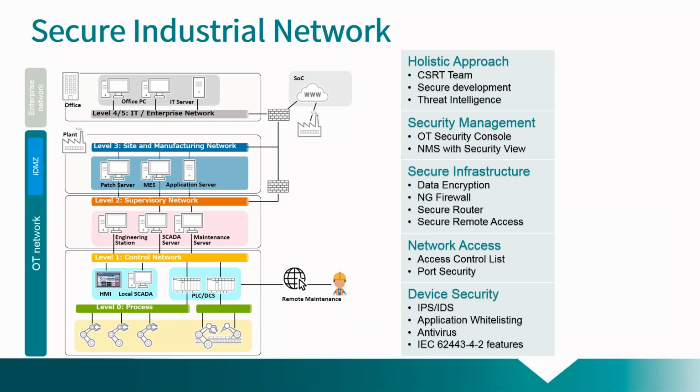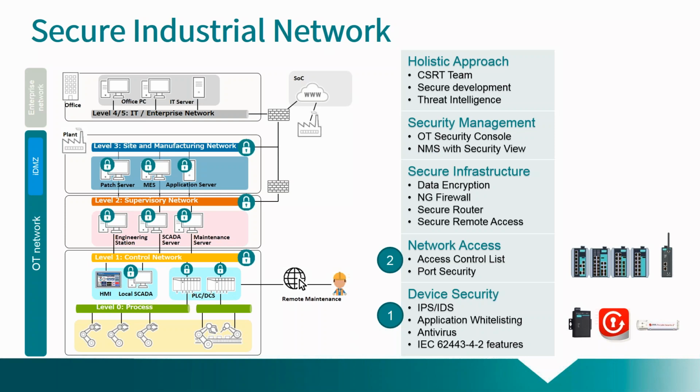So with that, I think the last thing we want to do here is wrap up with here are some of the things that Moxa and Trend Micro can help you with if you're looking to increase the security on your network. So first, at the device security level, some intrusion protection and intrusion detection solutions, application whitelisting, antivirus, and embedding the IEC 62443 features into the product.